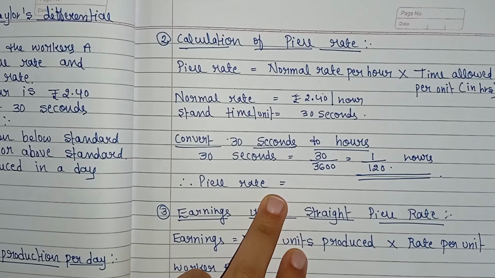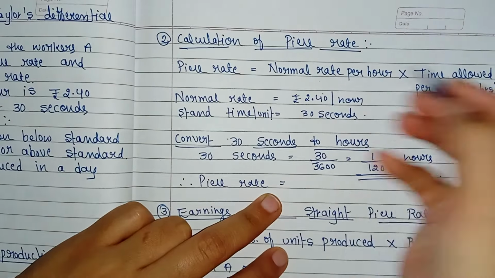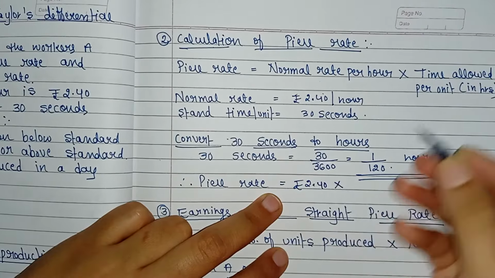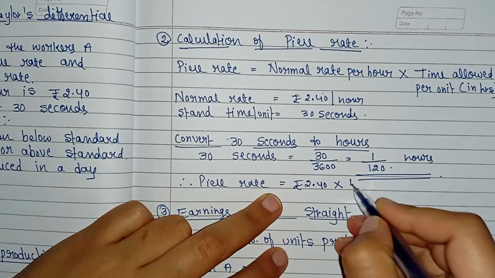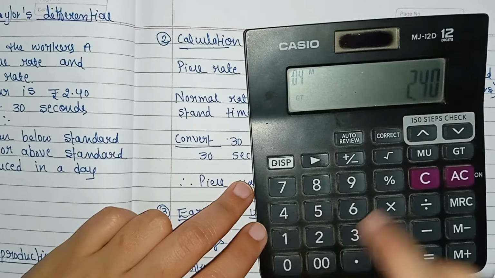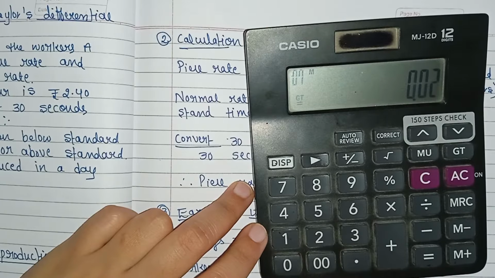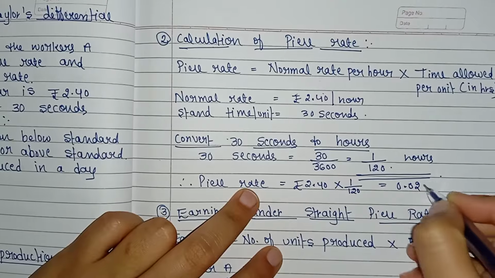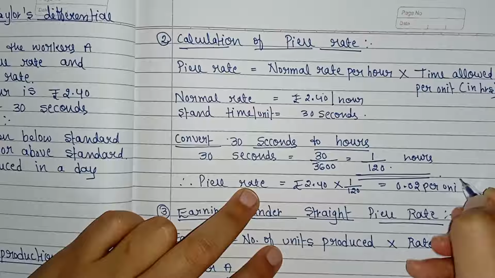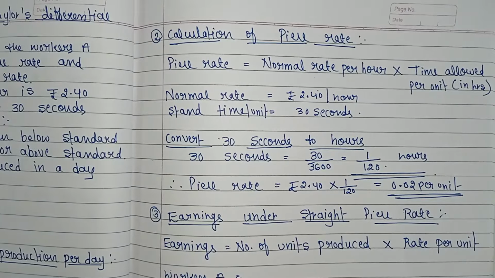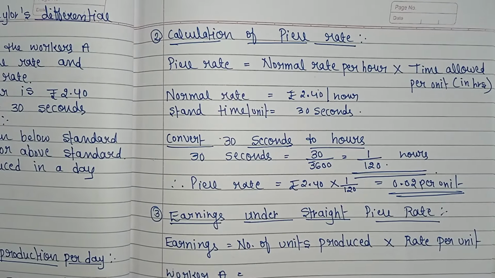So our piece rate is the normal rate per hour, that is rupees 2.40 per hour, into the time allowed in hours, that is 1 divided by 120. So 2.40 into 1 divided by 120 equals rupees 0.02 per unit. That is our piece rate. Piece rate means the amount paid per unit produced. So our piece rate is 0.02 per unit.